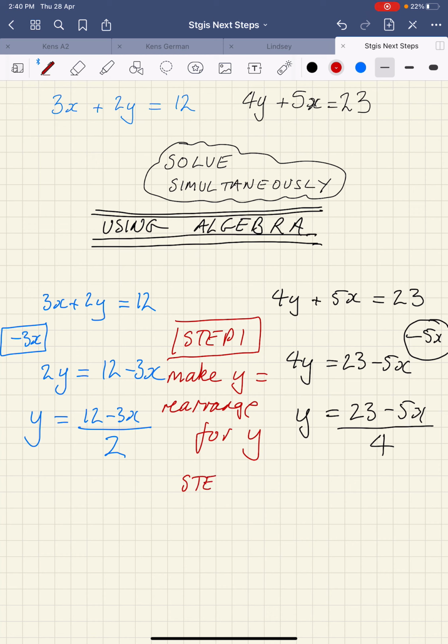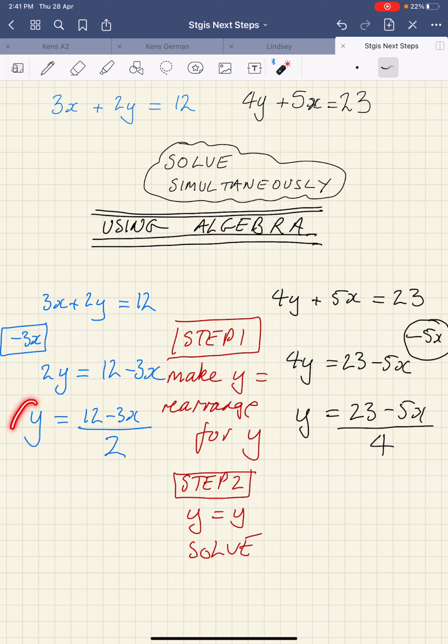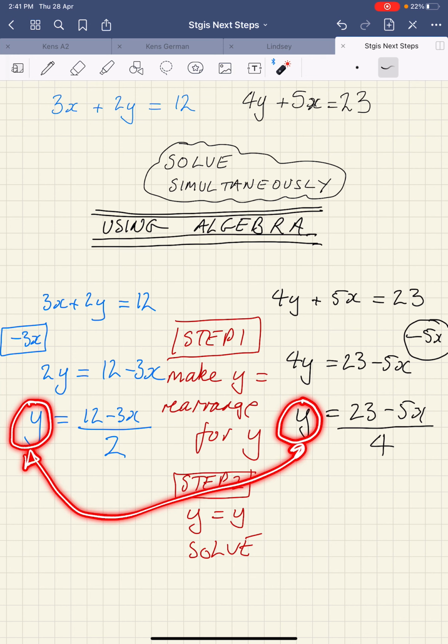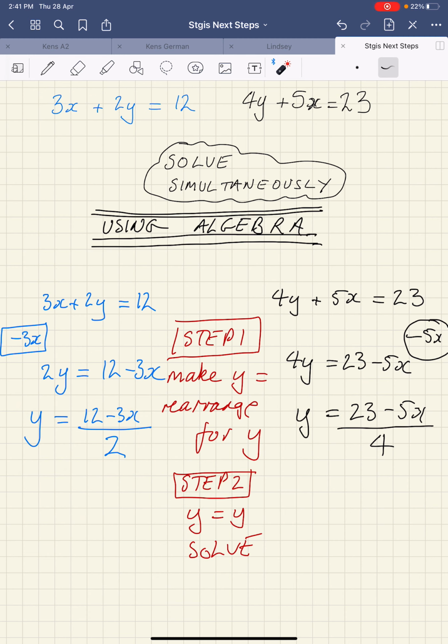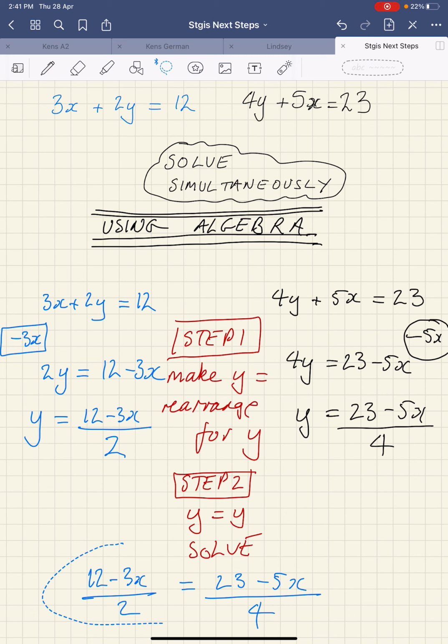Now step 2. We do y equals y, and then solve. Now that sounds a bit weird, so let's just take that through. Here we've got y on its own, we've got y on its own. So if we want to make these y's the same, then we also have to make the other sides the same as each other. And that's what we are going to try and solve now. So we are going to try and solve the following equation. We're going to try and solve 12 minus 3x over 2 is equal to 23 minus 5x, all divided by 4. Now let me just copy that equation.